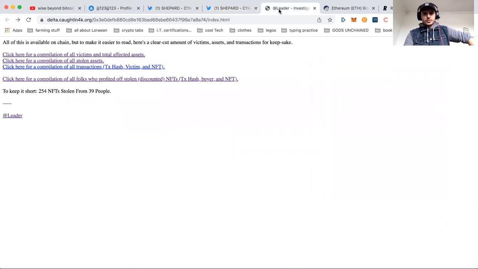So just to go into a little more depth, you can see here all of the different links, and we'll link this in the video description down below, but you can click here to see all of the victims, all of the NFTs that were stolen, and the transactional data on the blockchain, proving it all. That's actually pretty cool. And to keep it short, 254 NFTs were stolen from 39 people. So this is an attack that was focused on large wallets.